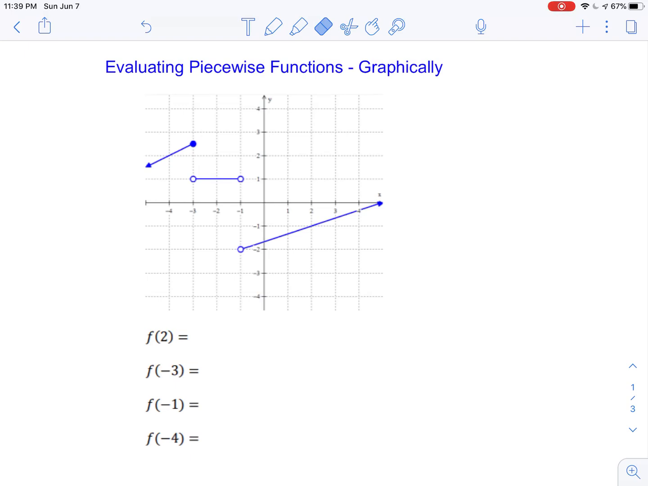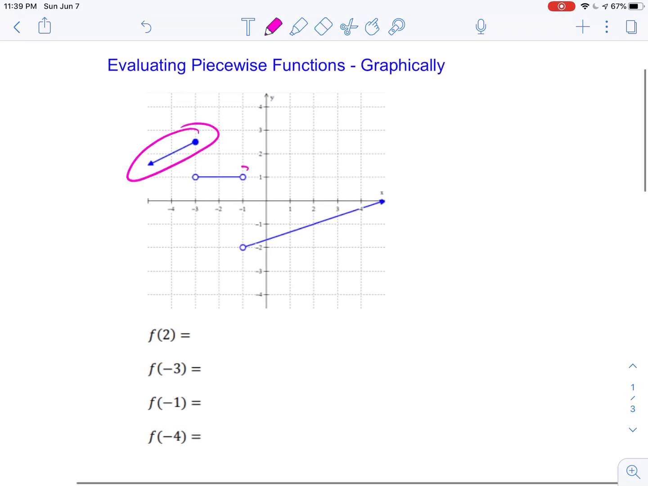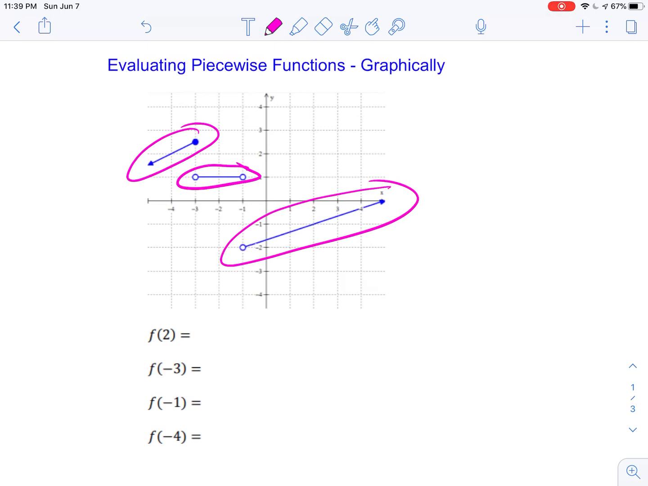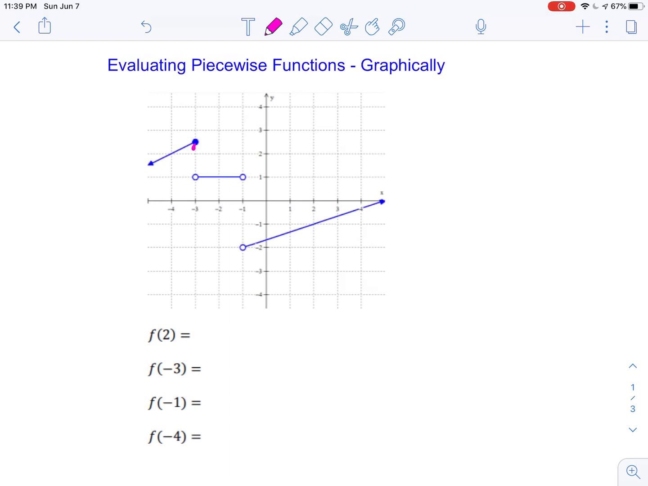So what do I mean by that? Well, here we have three different equations, right? We have the equation of this line, we have the equation of this line, and we have the equation of this line, right? Now they act together as a single function because they are each given a different domain. So what do I mean by that? Well, if we look at each one, this first equation on the left-hand side is only going to be valid for numbers -3 and less, right?